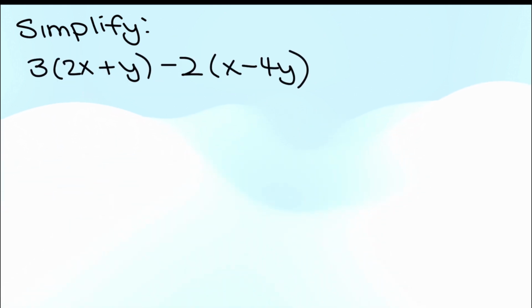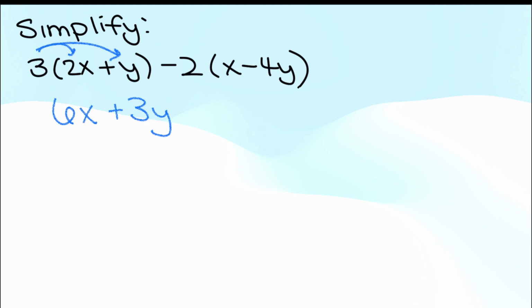All right, here's one more. Let's simplify 3 times 2x plus y minus 2 times x minus 4y. First, we have to distribute the 3 to the 2x plus y. 3 times 2x is 6x. 3 times y is 3y.